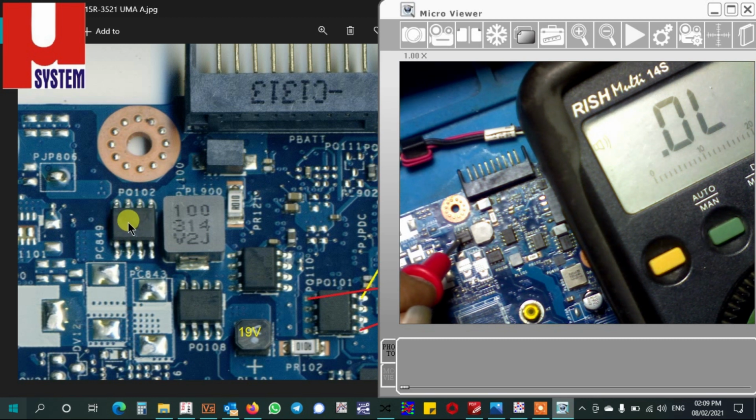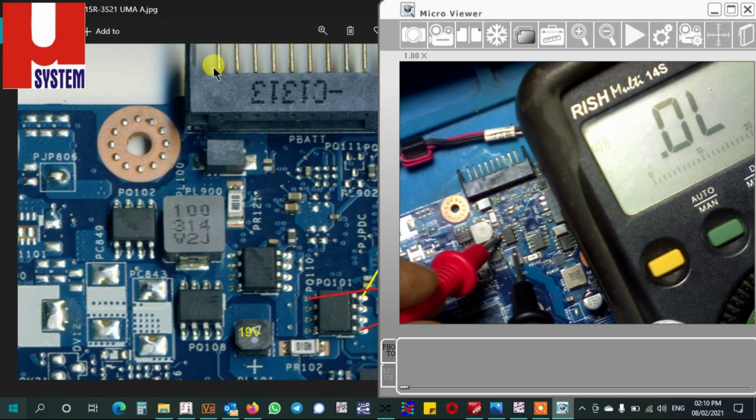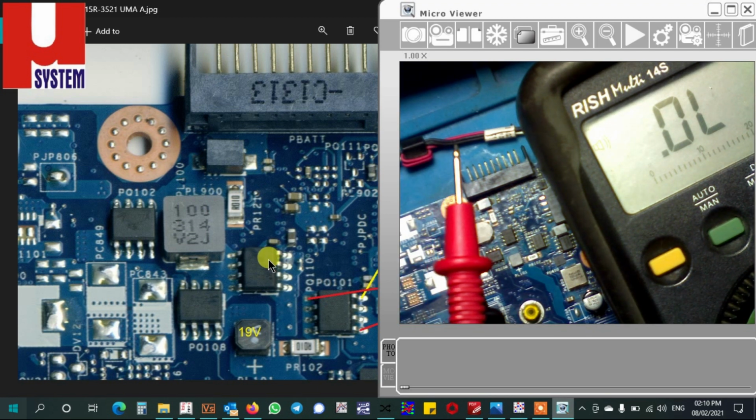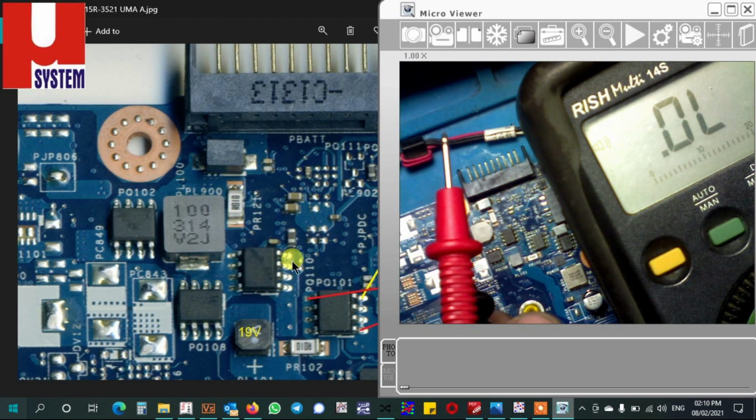This is the discharging MOSFET. These two are charging MOSFET and a charging coil. This 1 and 2 are discharging MOSFETs, and this is an output coil. These are discharging MOSFET, and this coil is connected with the battery directly. So it is showing me shorting. So we have to check these MOSFETs first. So I am going to check this MOSFET PQ110.